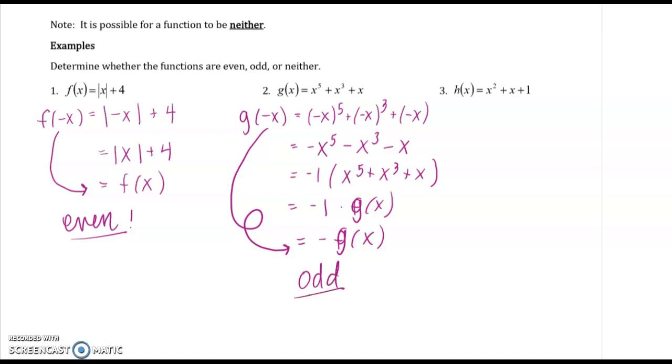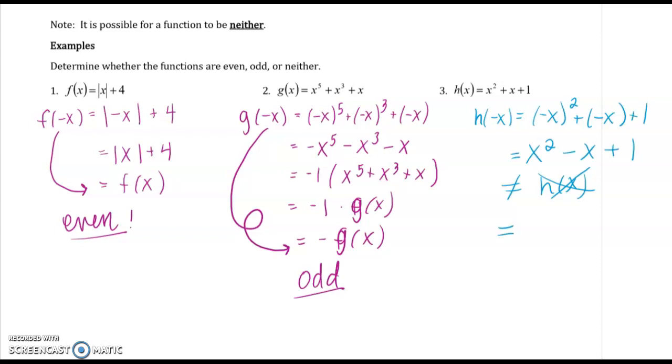Okay, you can probably guess that this last one's going to be neither, but let's see. If I plug in negative x into my h function, if I square negative 1, it becomes positive. So you can see that this does not equal our original, so it can't be even. But it also does not equal the opposite of our original, right? It's not like all of the signs have just changed like they did here. So this is neither, because neither of those patterns ring true.